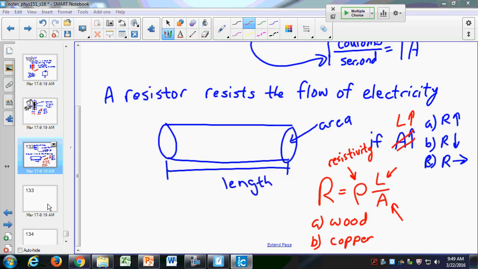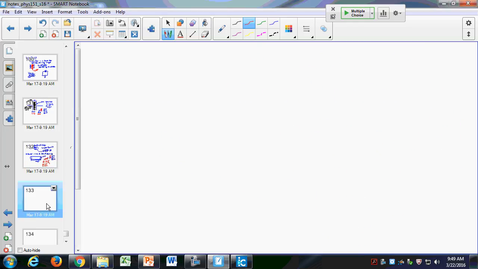Now, there's a rule that relates current and resistance. This rule is called Ohm's law. It's pretty basic for any electrician. If you've done any kind of electrical work at all, you've probably heard of Ohm's law. It describes the relationship between the voltage, the current, and the resistance. It says that the voltage is equal to the current times the resistance.